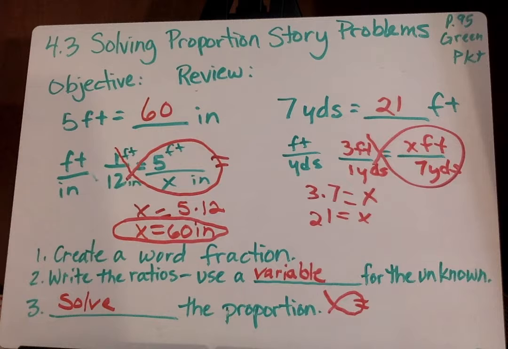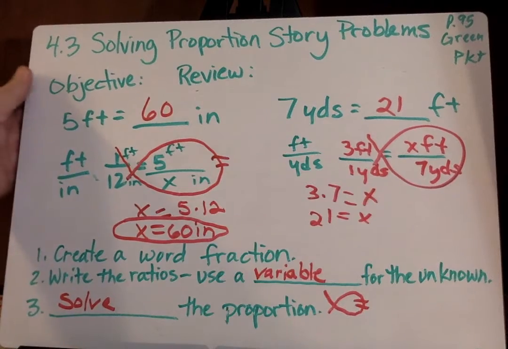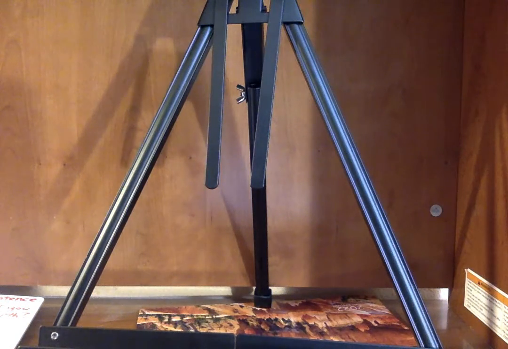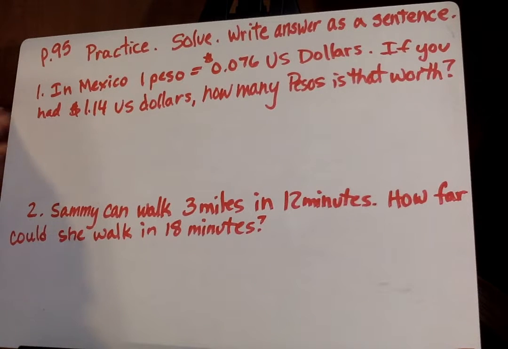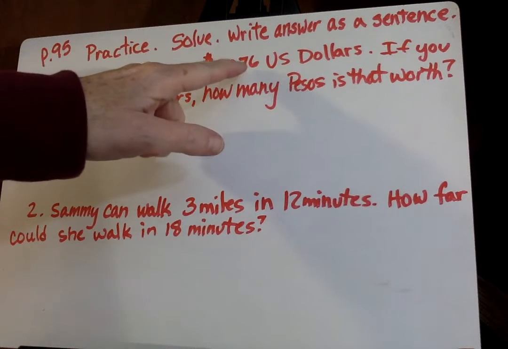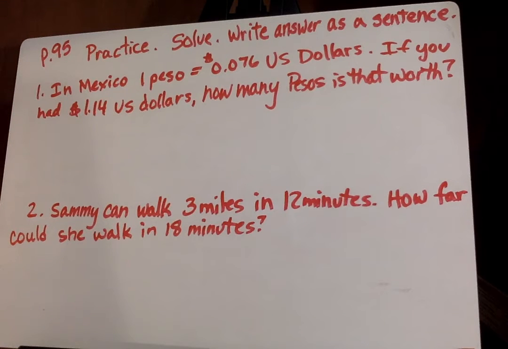So we're going to go ahead and go on to the next page. Actually, it's the same page, but further on. Practice: solve, write answer as a sentence. So it says in Mexico, 1 peso equals 0.076 US dollars. So that's about 7 cents, 7.5 cents. If you had $1.14 US dollars, how many pesos is that worth?